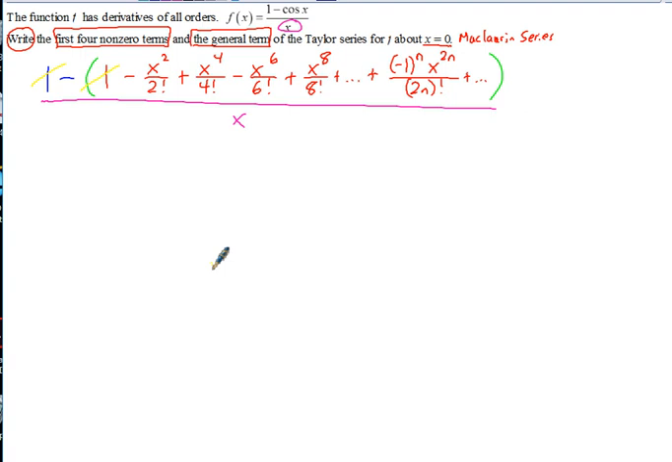And then don't forget, though, this negative applies to this whole thing since it applies to cosine. So we have to distribute the negative to the rest of these, which is going to change the sign of all of them. So this negative x squared over 2 factorial now becomes positive x squared over 2 factorial. The positive x to the 4th over 4 factorial, distribute the negative, now becomes negative, and so on. Then it's going to be positive x to the 6th over 6 factorial, negative x to the 8th over 8 factorial, plus dot dot dot, our general term.